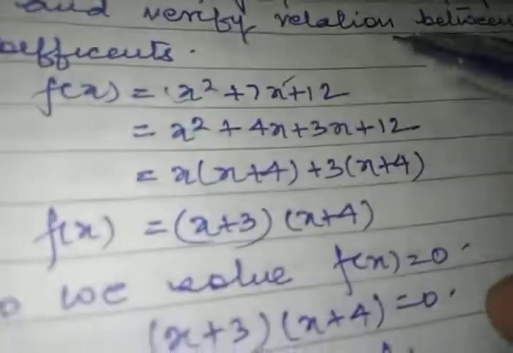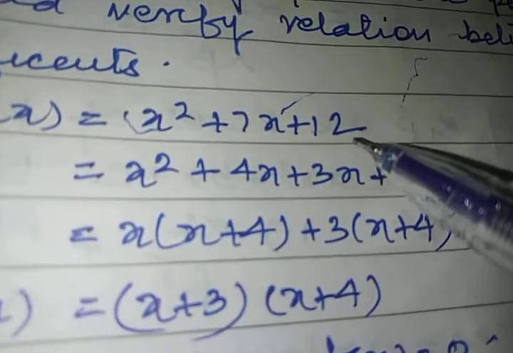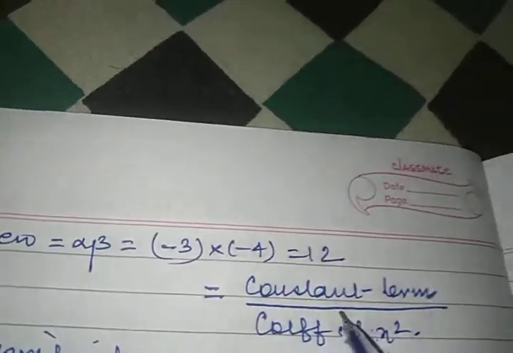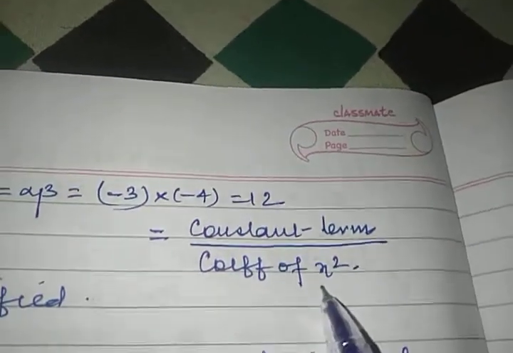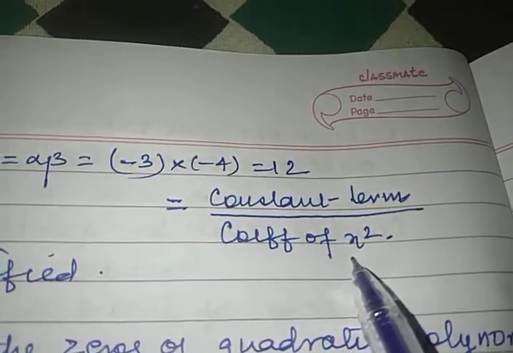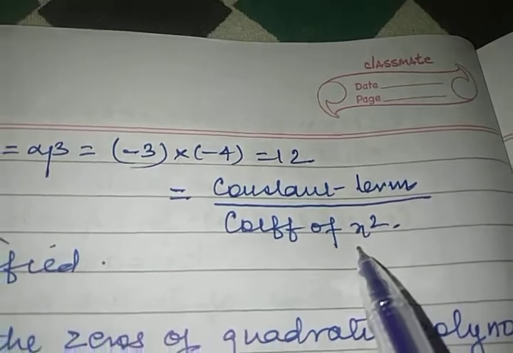Let's come here again. This was 12, and the coefficient of x square was 1, so that is 12 upon 1. So it is also verified that 12 will be the constant term upon the coefficient of x square. In this way we have verified the relation between the zeros of the polynomial and their coefficients.